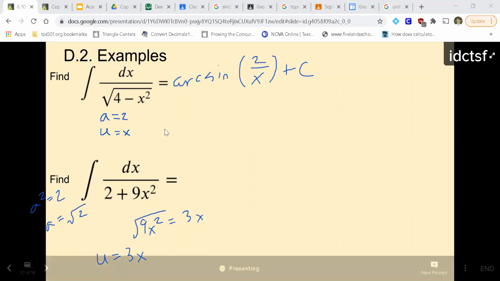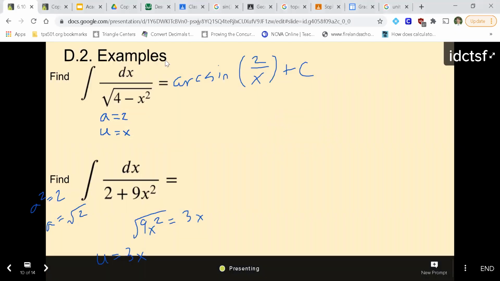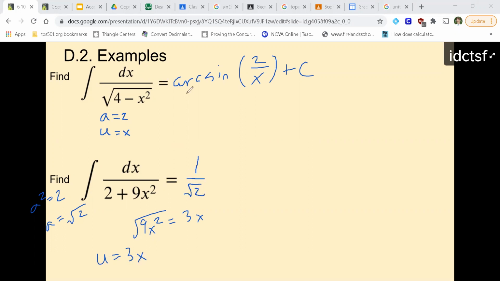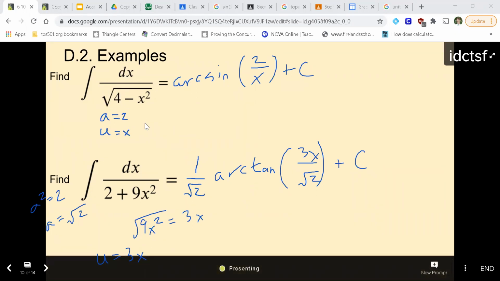And so now I write the formula, 1 over a. So 1 over the square root of 2 times the arctan of u over a. So 3x over the square root of 2 plus c. So again, a lot of these are just identifying what integral they're giving you, which one that matches up with in our formulas, finding out what u and a is, and then just plugging those answers into the formula.